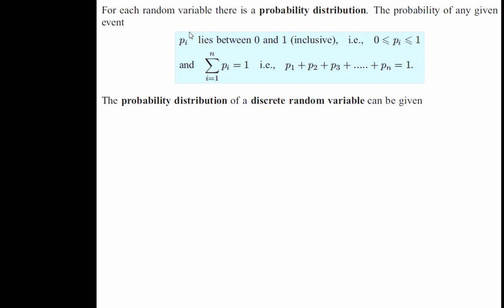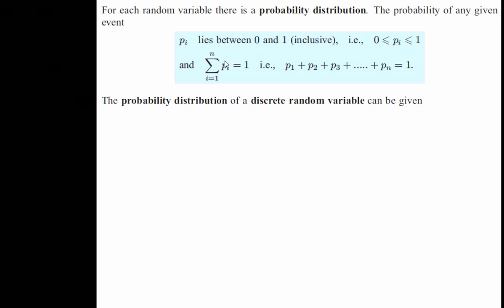The probability of any given event, the probability of a thing happening, lies between 0 and 1. Because remember, probabilities, if you're talking about them in decimals, you can have 0 all the way up to 1. If you write probabilities as percents, it's 0 up to 100%. So probabilities basically can lie between 0 and 1. So probability of something being absolutely certain to happen is 1. Probability of it being impossible is 0, and everything in between is possible as well.